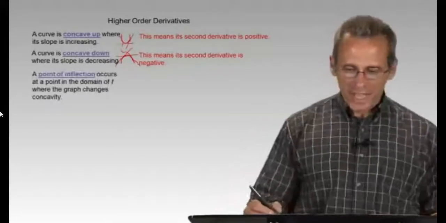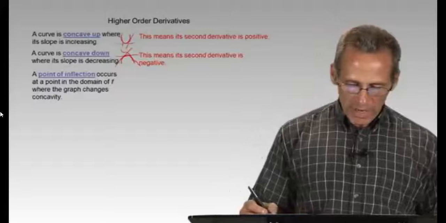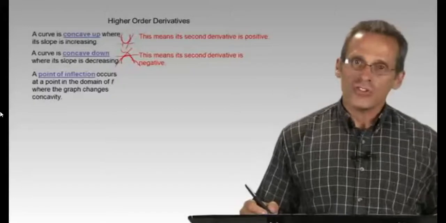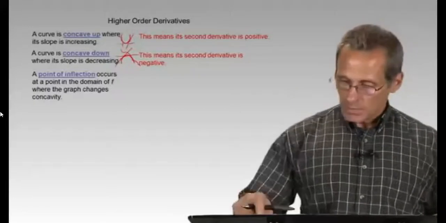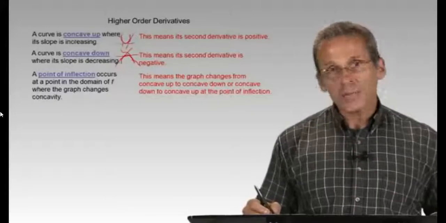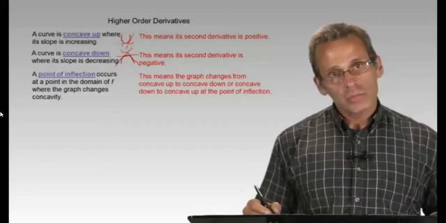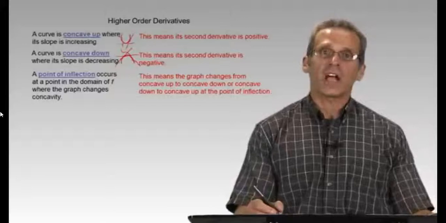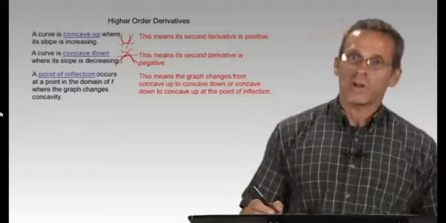Now, a point of inflection occurs at a point in the domain of f where the graph changes concavity. In other words, this means the graph changes from concave up to concave down, or from concave down to concave up at the point of inflection.